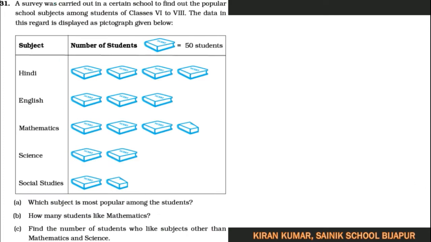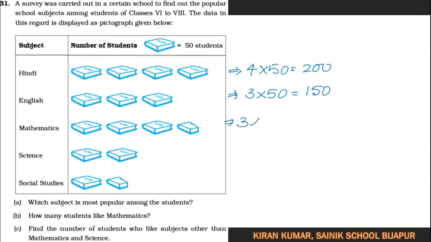Question 31. A survey was carried out in a certain school to find out the popular school subjects among the students of class 6 to 8th. The data in this regard is displayed as a pictograph here. One book will indicate 50 students. Hindi, there are 4 such, so 4 times 50, it is 200. For English, it is 3 times 50, it is 150.